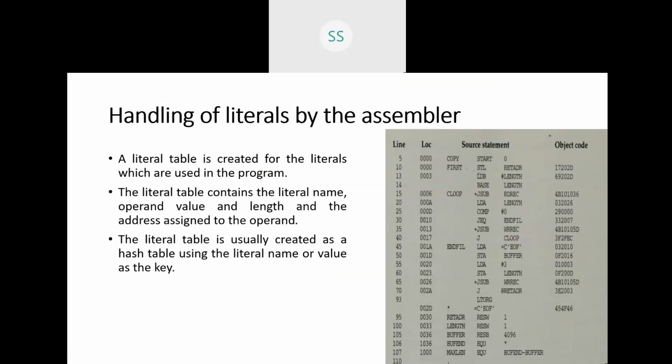Now we are going to see how my assembler will handle the literals. We studied what literals are, how the literals are different from the immediate operands. Then we studied how to generate object code for your literals. We also saw how duplicate literals have to be handled.